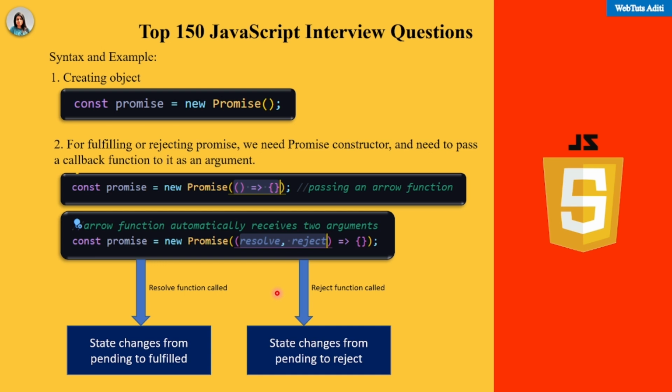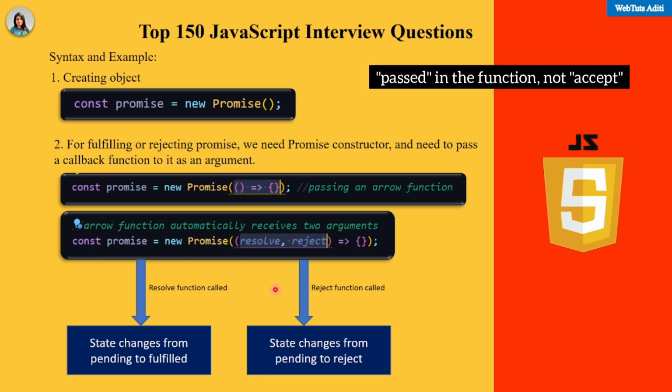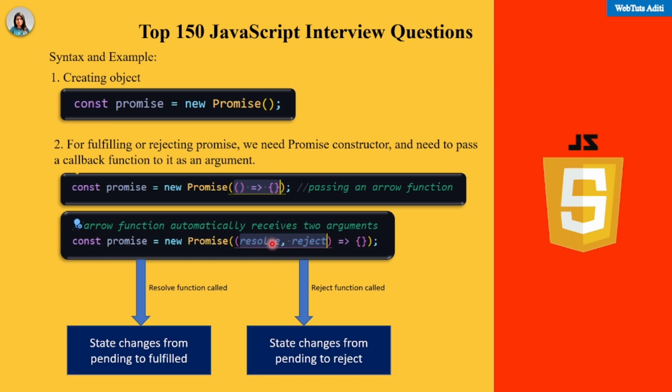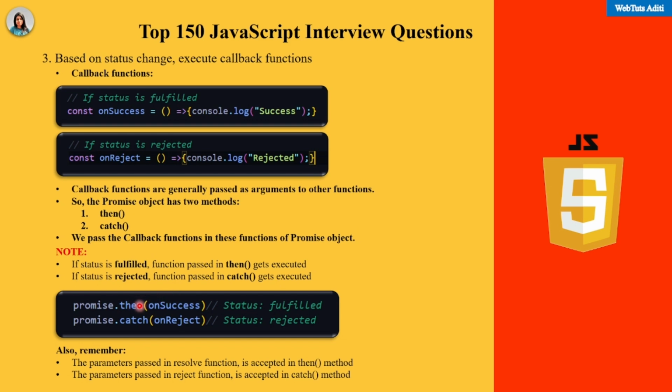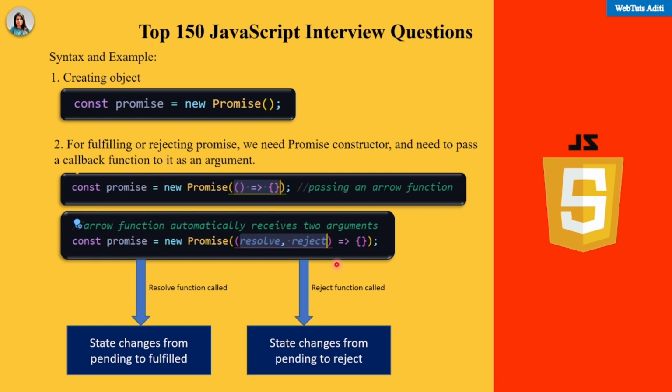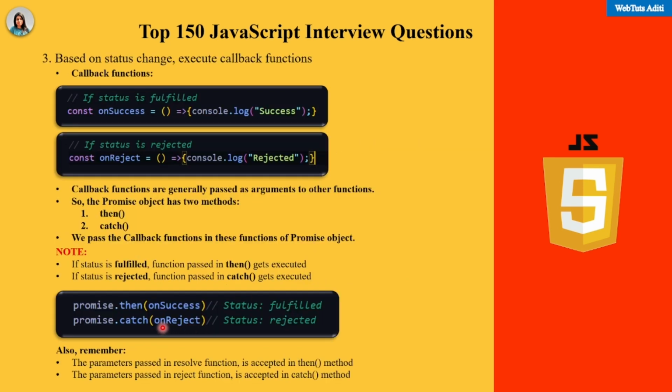So in that definition, if there are any arguments that is accepted in resolve function, that argument will be accepted in then function. Like this method, then method will accept that parameter. Okay, and if anything is passed in this reject function, then that parameters will be passed on or accepted in this catch method. Okay, so this was all about promise in JavaScript. Now let's move to next question.